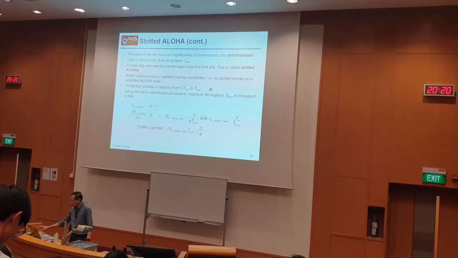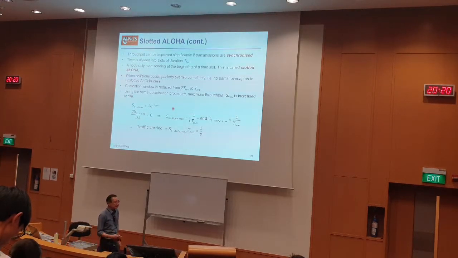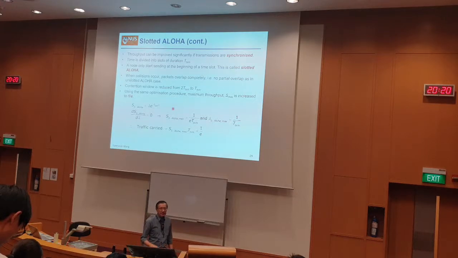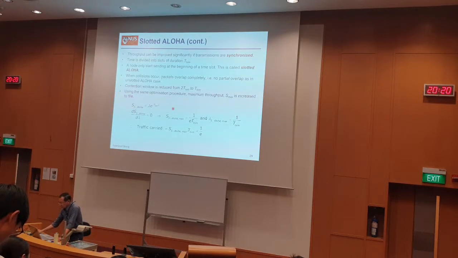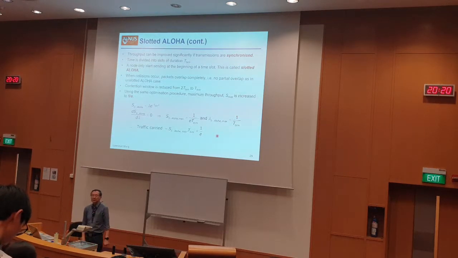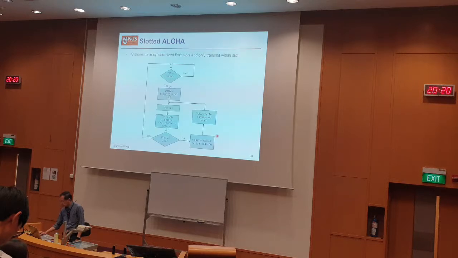If you plug in the formula again, the successful one will be e to the minus TXM times lambda instead of e to the minus 2TXM times lambda. Do the differentiation, set it to 0, find the maximum lambda will be 1 over TXM, and the maximum traffic carried is 1 over E instead of 1 over 2E. Okay, and that is the plot that you saw just now.